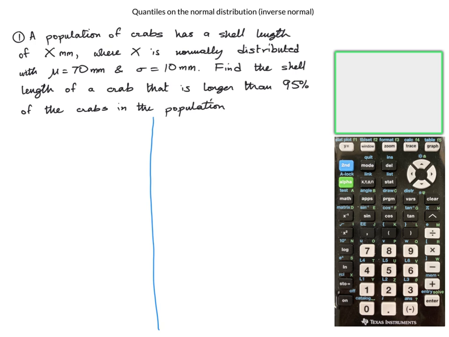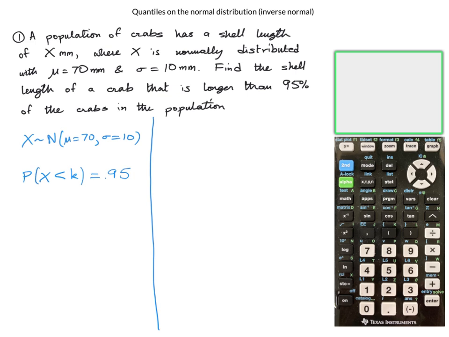So first thing I want to say is, what is the distribution we're working with? Well, x, because it even gave us a name, is normally distributed with a mu of 70 and a sigma of 10. Now, we are told that the particular crab shell that we're looking at is longer than 95% of the crabs in the population. What we can say then is that the probability that whatever value we're looking for, x, is less than something. I don't know what that something is, so I'm going to call it k. That's the length of this particular crab. That probability is 0.95.